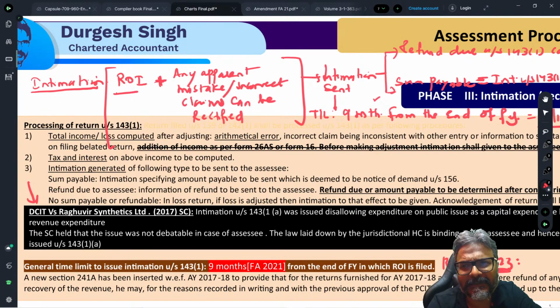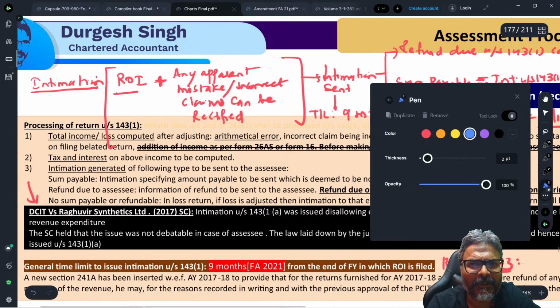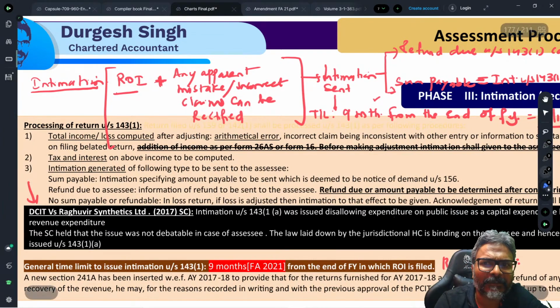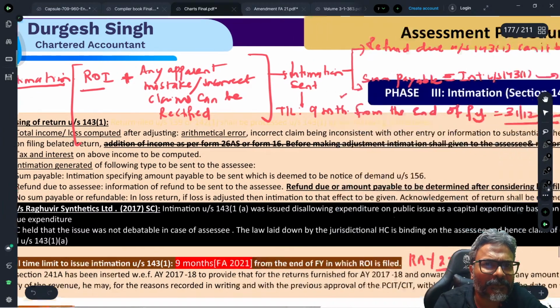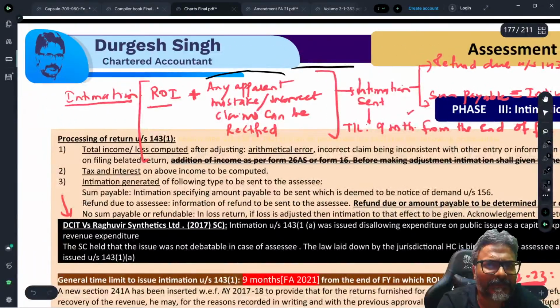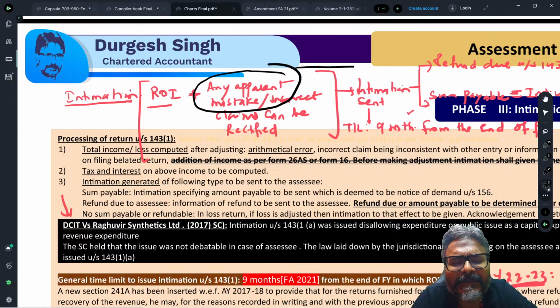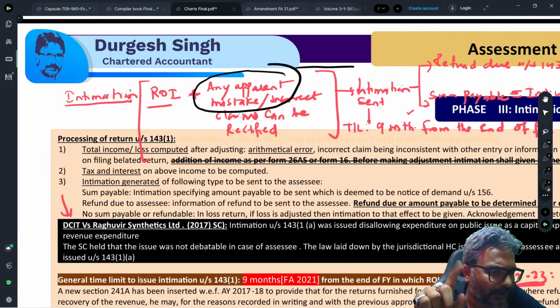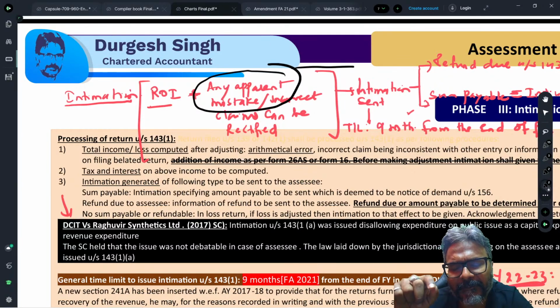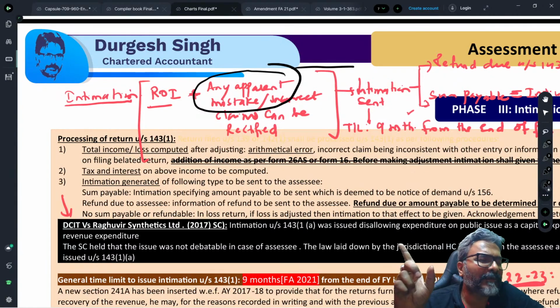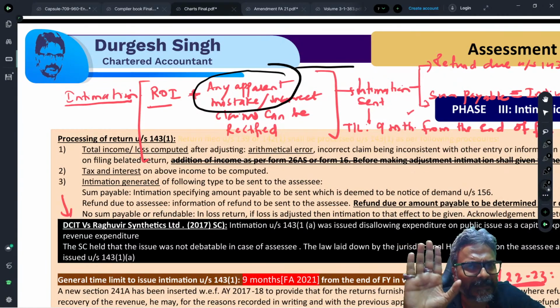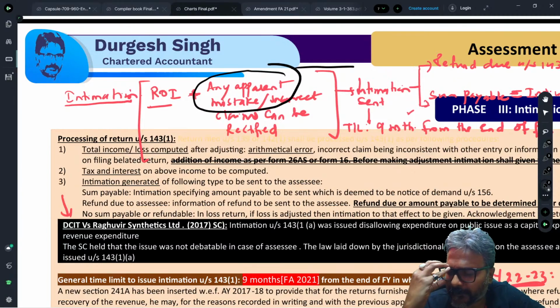Students, just now we have discussed that when you are sending the intimation, then the apparent mistake can be rectified in the ROI, and based on that, whatever intimation is generated will be sent to the CPC. Apparent mistake is what would be rectified. I think all of you are aware of this point.